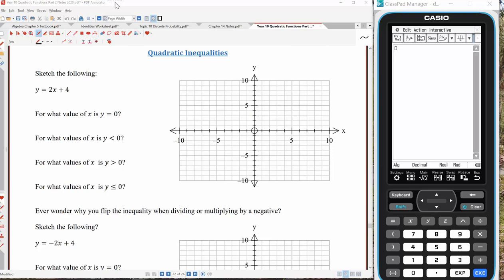The final part of the quadratics units in Year 10 is on quadratic inequalities. So to start with, what we'll do is explore a linear inequality and apply the same strategy to quadratics. So we're going to sketch y equals 2x plus 4.